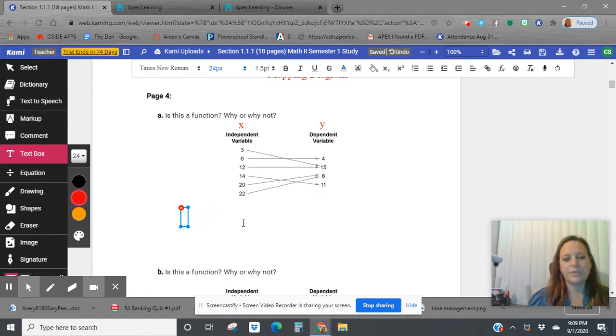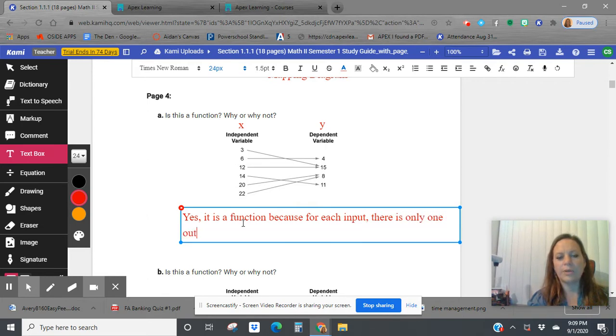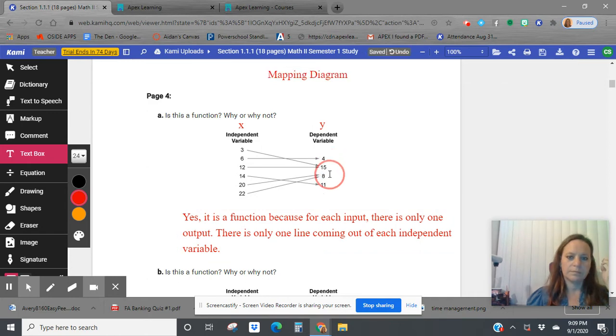So for this answer, on this mapping diagram, I can say, yes, it is a function, because for each input, there is only one output. There is only one line coming out of each independent variable.